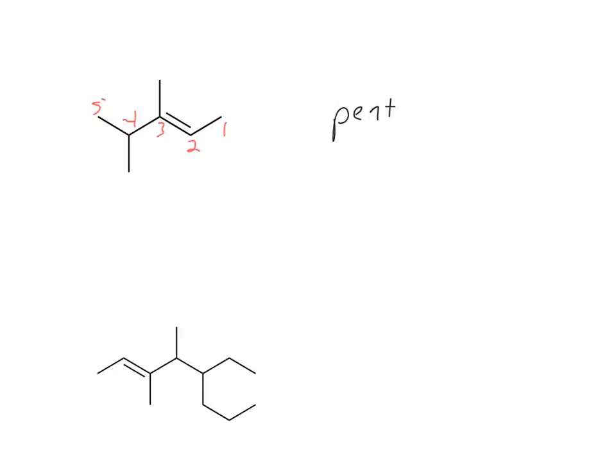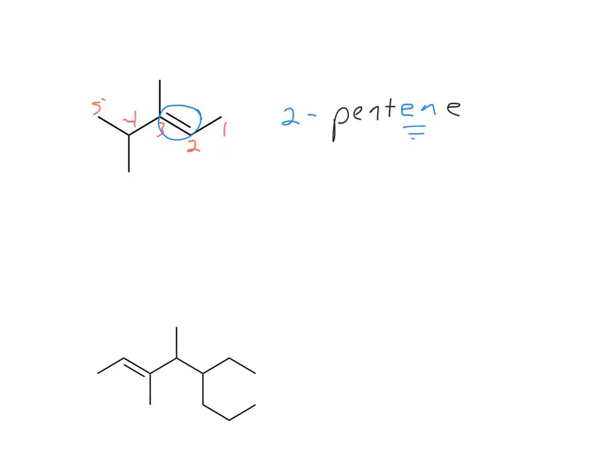And the way we show that there's a double bond is we use the ene. I'll just circle the double bond, and it's in the 2 position, so that's why it becomes 2-pentene. Right, and that's for our double bond.